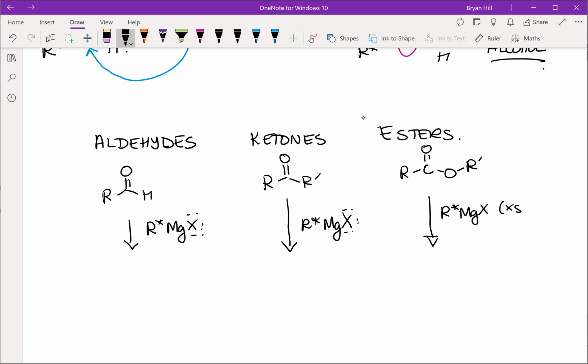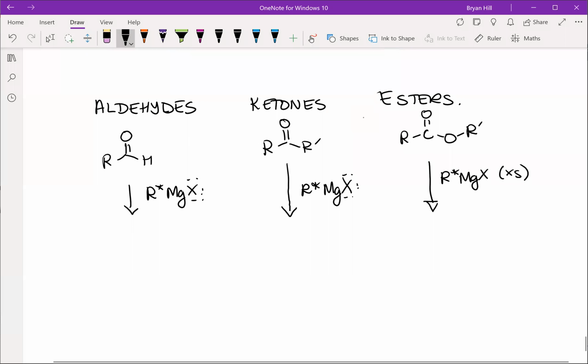Put here excess. So if we do an analogous sort of reaction to what we did at the very start, we look at these three functional groups. So this would be step one. And then the second step in each case, 1, 2, would be H3O plus.